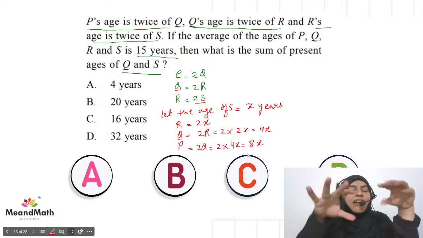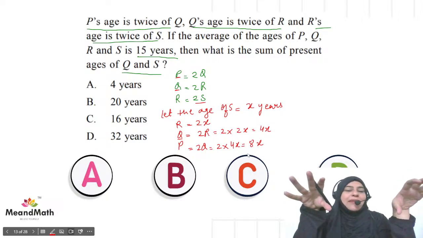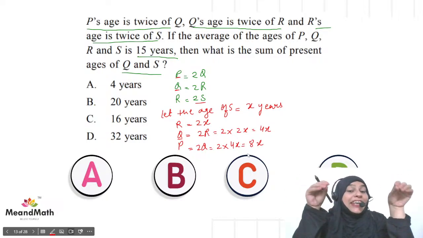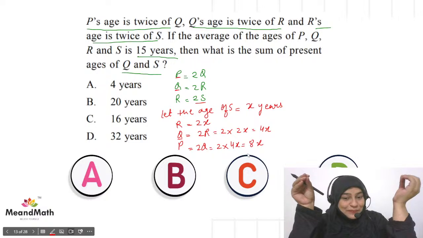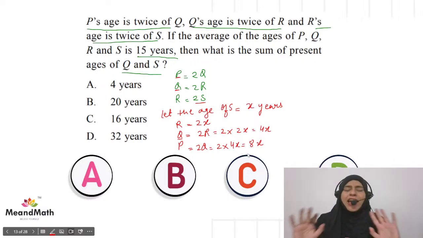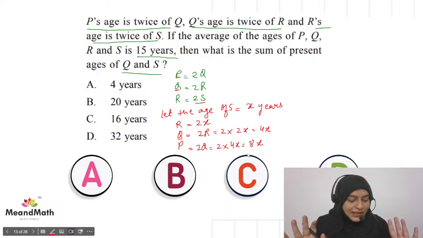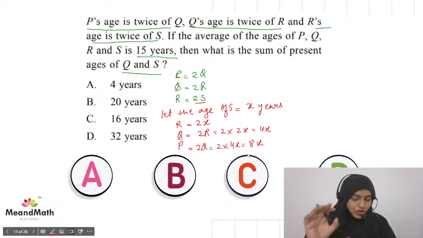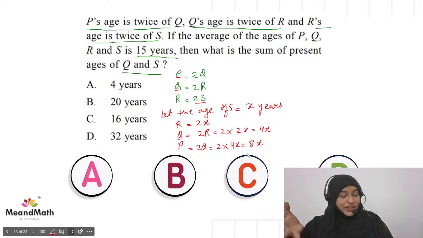Now, we have all these variables, all these ages, only in the form of one variable. Right? Now the question becomes very simple. All you need to do is find the average.